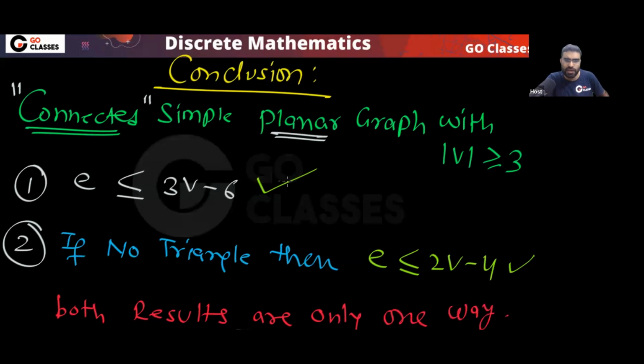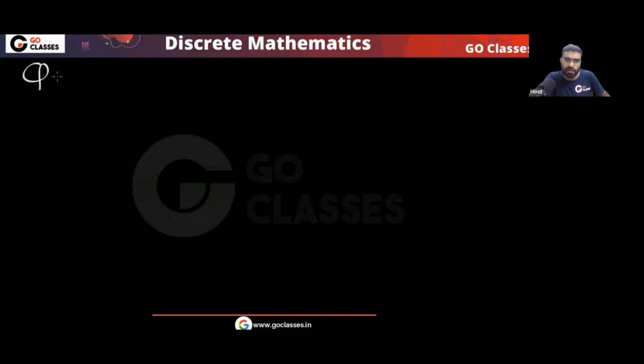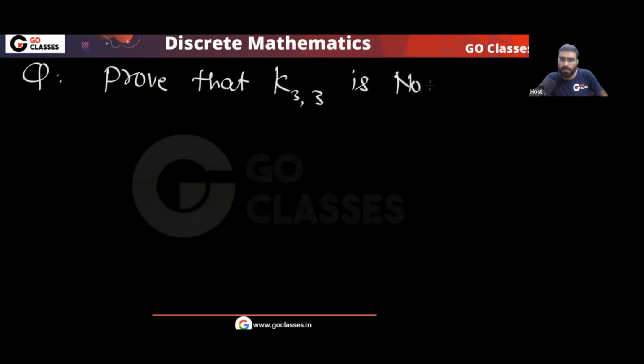So if these are satisfied, can I say that the graph will be planar? No. If these are not satisfied, then I can say the graph is not planar. Yes or no? Is this clear? Prove that K33 is not planar. My question is this. Prove that this graph K33 is not planar. Can you prove it?